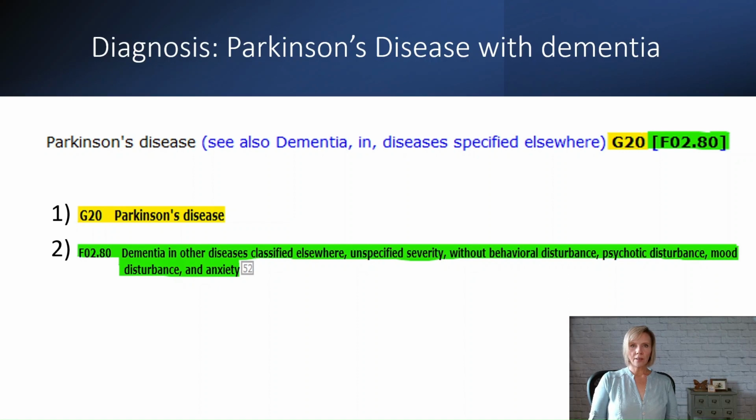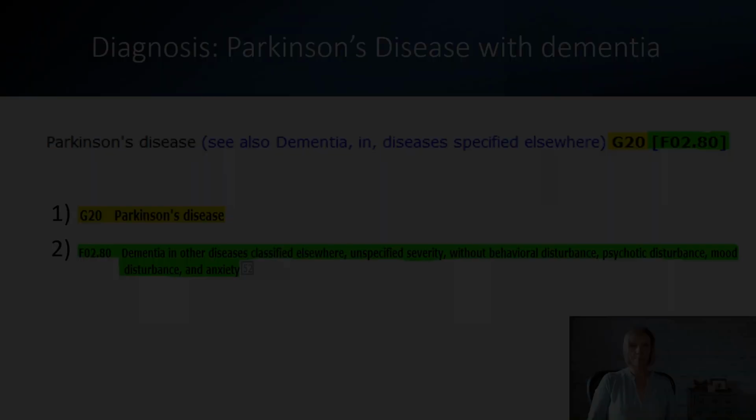If we have a diagnosis of Parkinson's disease with dementia, when we look in the alphabetic index, we will find code G20 listed first, followed by code F02.80 in brackets. Code G20 represents the underlying cause, which is Parkinson's disease, and it should be sequenced first. Code F02.80 represents that dementia is a manifestation of Parkinson's disease and should be sequenced second.